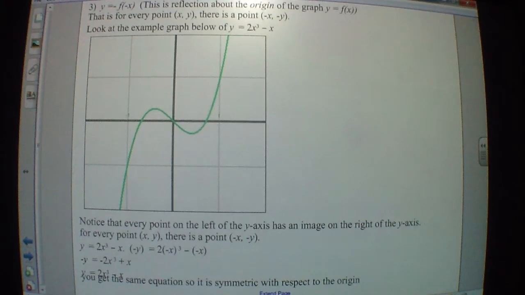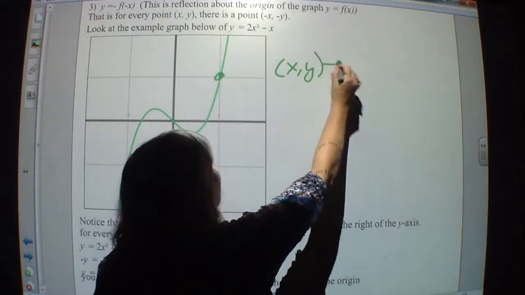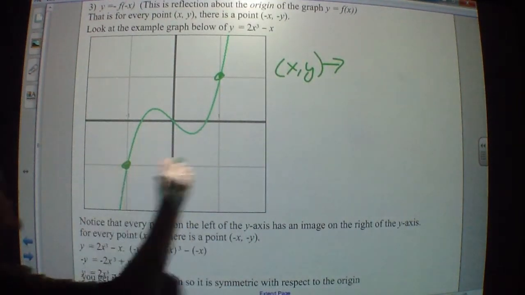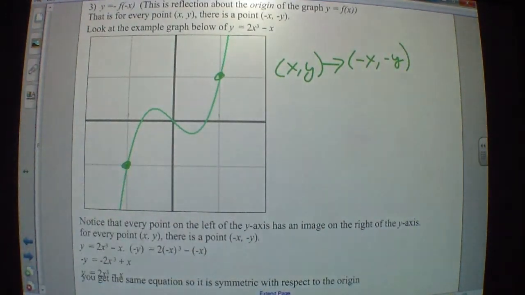If it has symmetry with respect to the origin, for every point x, y, there is a point negative x, negative y.